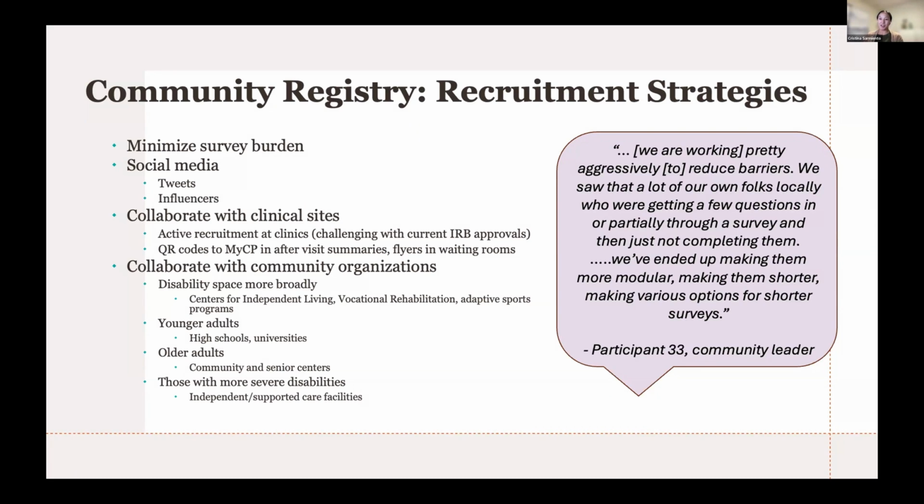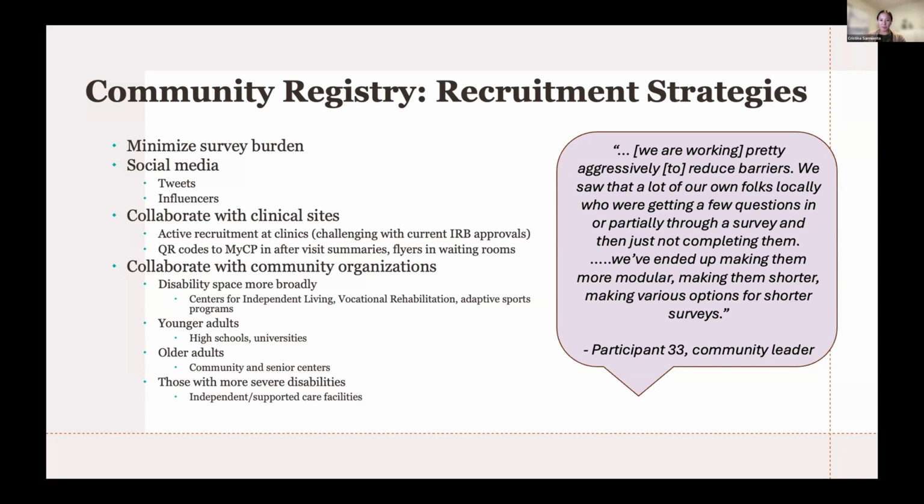We got lots of great suggestions from participants about how to recruit from the disability space more broadly, targeting both younger adults through high schools and universities, older adults through community and senior centers, and those with more severe disabilities, like people associated with independent or supported care facilities.